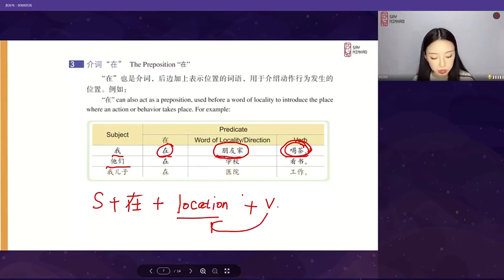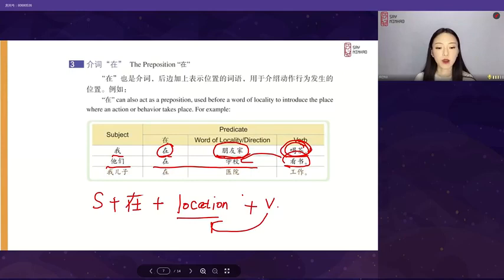Let's see the next example. 他们在学校看书. Okay, the action is 看书, read books. And where does this happen? 在学校. And the subject is 他们. As usual, the subject is at the beginning of the sentence.